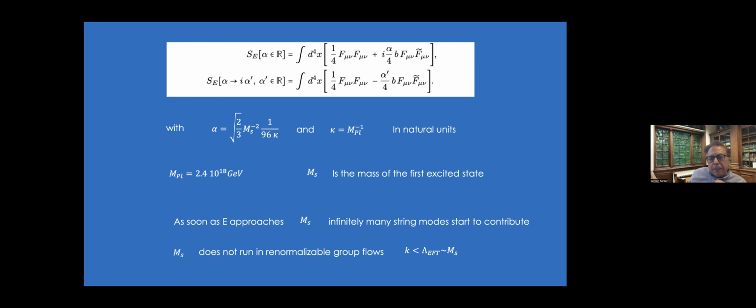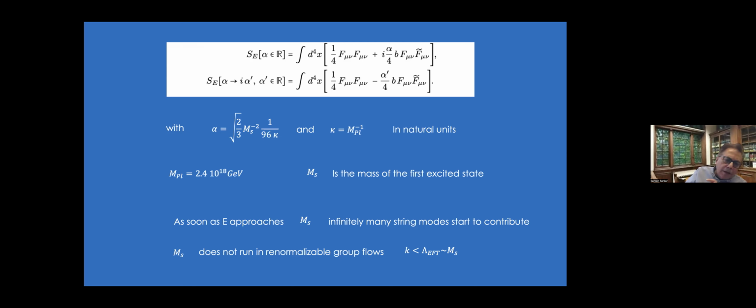Now this is where our input is coming in from string theory, essentially. This alpha, which we call G mix or G bar, depending on which paper you look at, which I've been talking about in previous slides, because of our string theory derivation, is of the form alpha equals square root of 2 over 3, m_s to the minus 2, over 1 over 96 kappa, and kappa is equal to the Planck mass to the minus 1 in natural units. The Planck mass is 2.4 times 10 to the 18 GeV. m_s is the mass of the first excited string state.